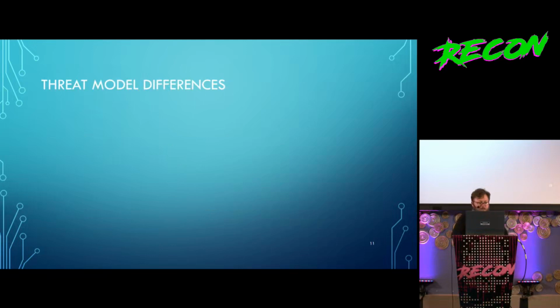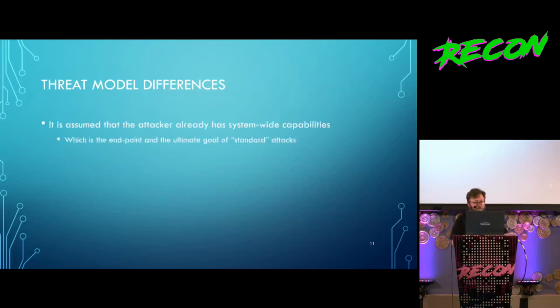Having such a thing in the system makes some shifts in standard threat model. SGX Enclave as a feature was designed to allow correct and secure enclave functioning in worst condition, even if the system is completely compromised by the attacker. It is assumed that the attacker already has system-wide capabilities, which is the end point and the ultimate goal of the standard attacks. And it still holds the ground, even in this case. Attacks on enclaves are starting after the most ultimate standard goal of the attacker is achieved.